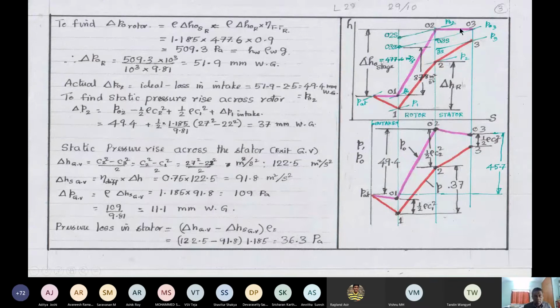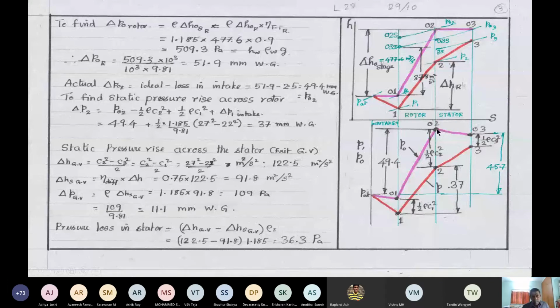So next, to find the static pressure rise across the rotor. We have calculated the total pressure rise. We should now find out the static pressure rise. So for that, we use delta P2 is equal to P02, that is the stagnation pressure, minus the dynamic pressure.